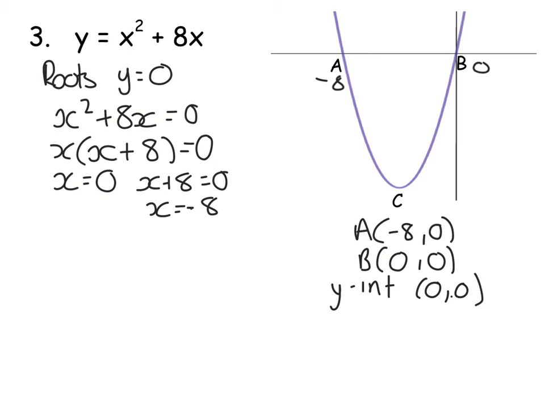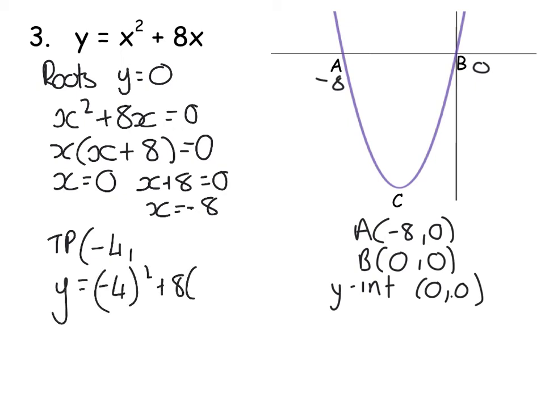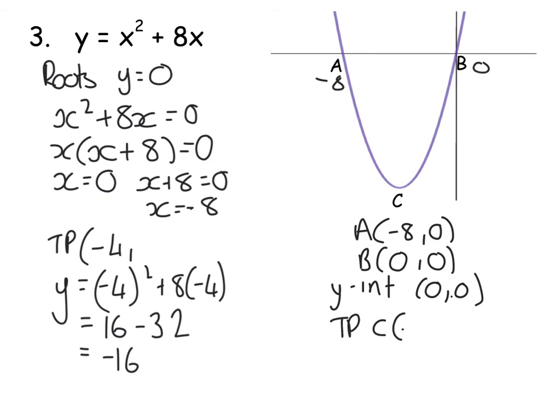Okay, the next thing I had to do was get my turning point. So my turning point is bang in the middle of 0 and minus 8. It's a pretty obvious one, isn't it? It's minus 4. So I'm going to sub minus 4 into the equation. So I've got minus 4 squared plus 8 times minus 4. Now minus 4 squared is 16. 8 times negative 4 gives you negative 32. 16 take away 32 is minus 16, which matches my picture. So my turning point C is negative 4, negative 16.